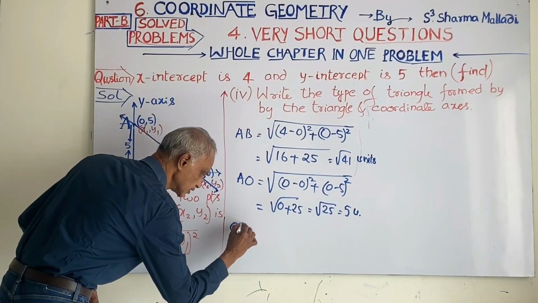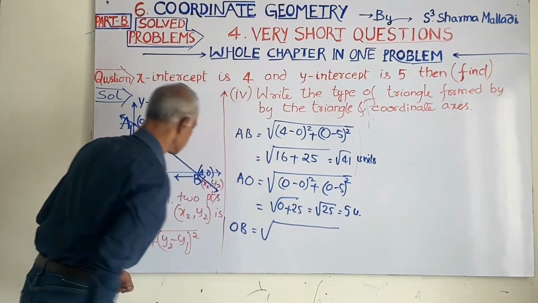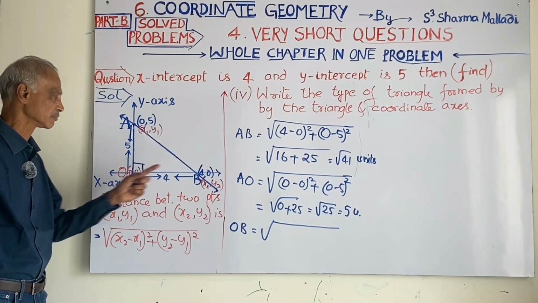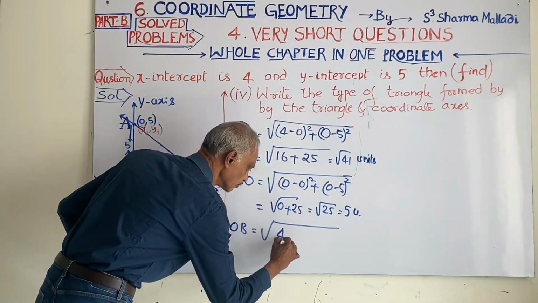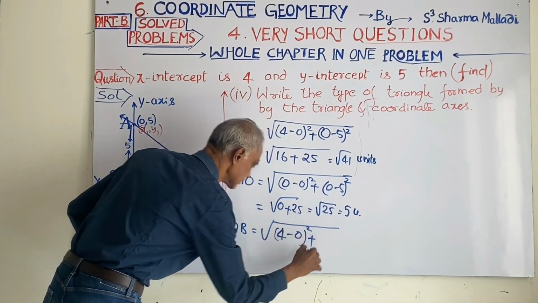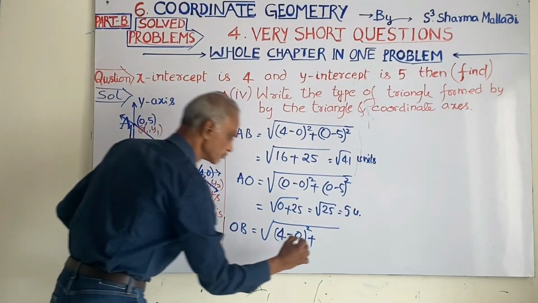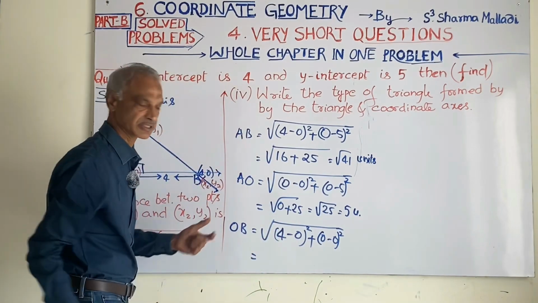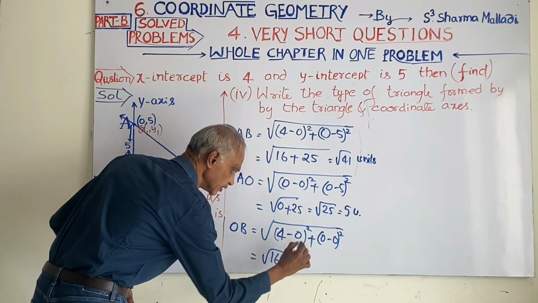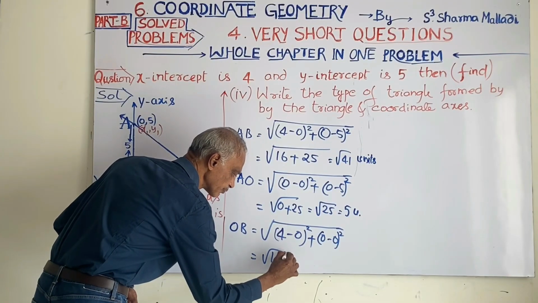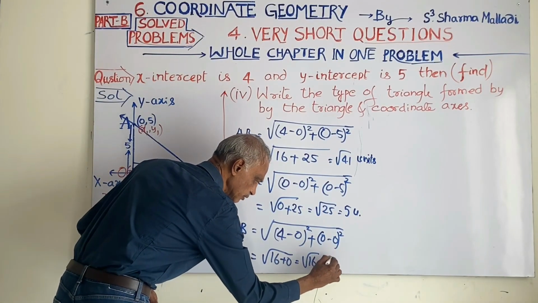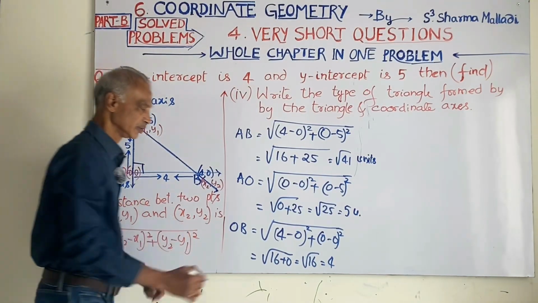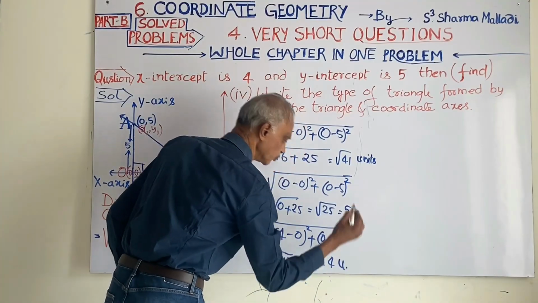OB, the distance between OB. Same, this is x1 y1 and this is x2 y2. x2 minus x1 whole square means 4 minus 0 whole square, plus 0 minus 0 whole square. You will get 4 square means 16. Root 16 you will get, plus 0. Root 16 is nothing but plus or minus 4. But we have to take plus 4 because it is a distance, 4 units.